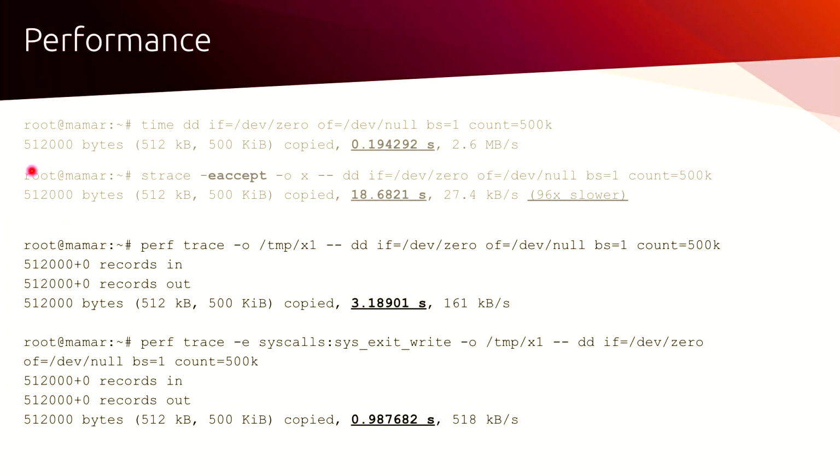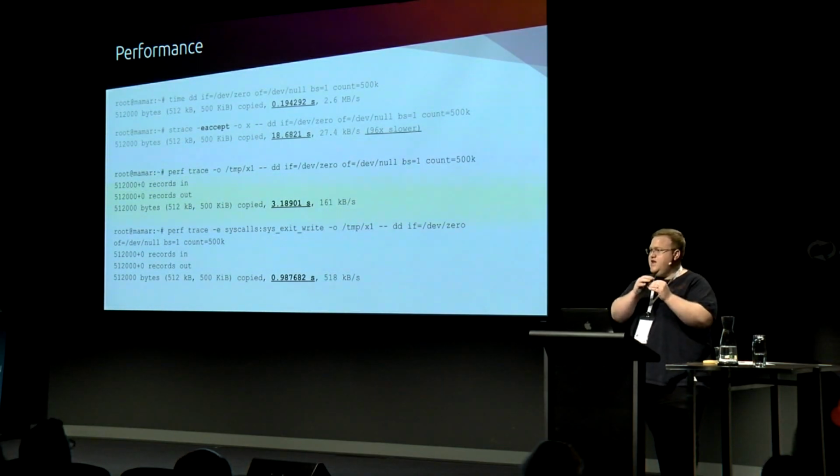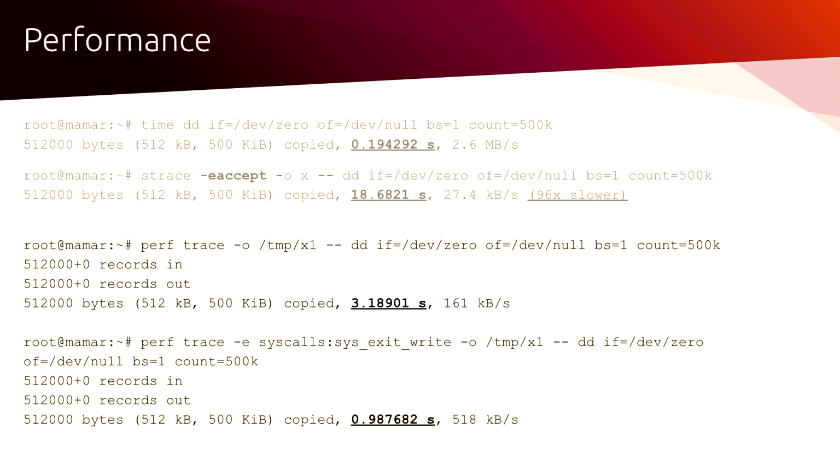And so if we look at the effect of this, before we showed that same DD operation, it took 0.2 of a second. If we straced it and didn't even do any work strace was interested in, it now took 18 seconds. Well, if we use perf trace instead, which takes advantage of that kernel infrastructure to trace the event, and also uses that ring buffer so that the applications are not waiting on each other, now we can trace the same information in 3 seconds. That's still 15 times slower than our baseline, but that's a huge improvement over 18 seconds.